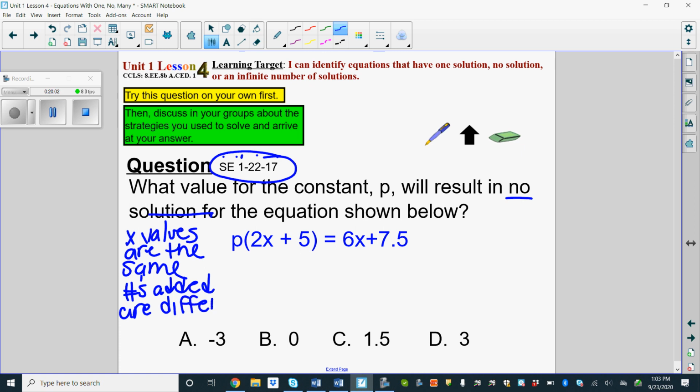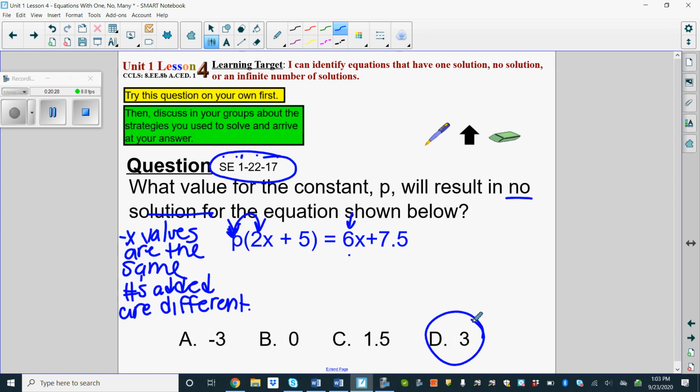So let's look at this equation given. We're trying to figure out what P is. So we know that the X value has to be the same, right? So we are trying to say, okay, when we distribute and multiply whatever number is times 2, we need it to be 6. So what times 2 will give us 6? 3 is our answer. Okay?